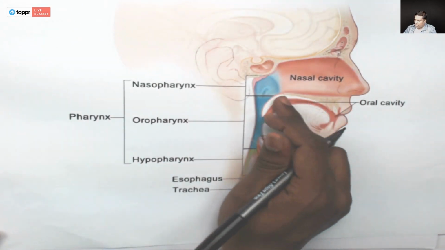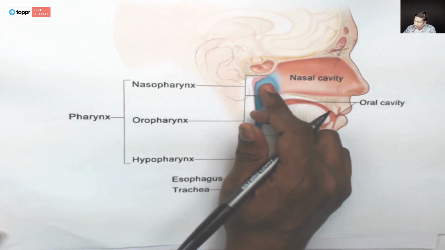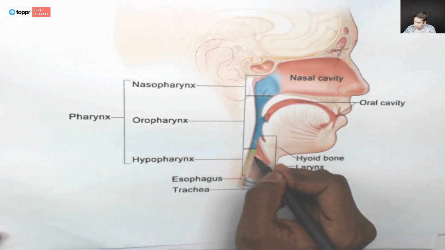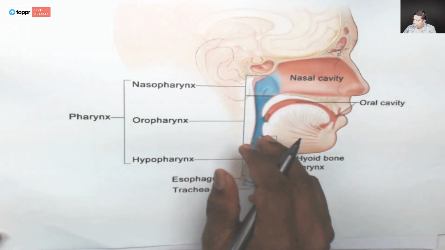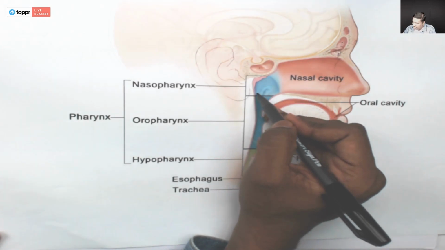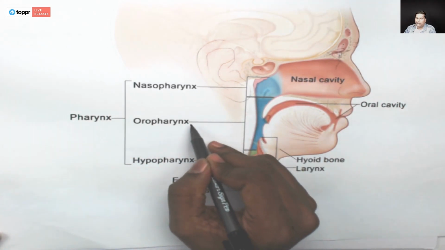The pharynx actually connects the nasal as well as oral cavity. So you have your nasal cavity coming from here, and you have the oral cavity coming from here. Both are opening into the pharynx. This entire thing is your pharynx. The region where the nasal cavity opens is called the nasopharynx, and the region where the oral cavity opens is called the oropharynx.